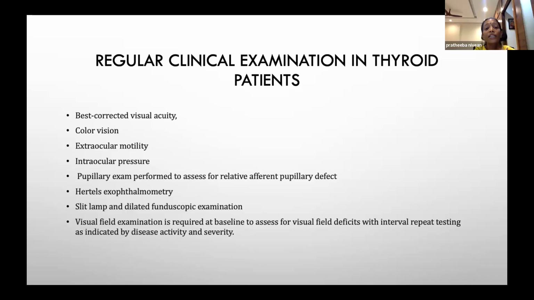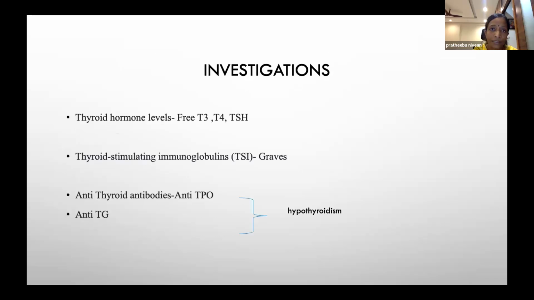Pupillary exam has to be performed at every visit to look for any compressive optic neuropathy, and exophthalmometry has to be documented. Slit lamp and fundus evaluation has to be done, and it is very important to document the visual field evaluation as a baseline, and it has to be repeated if needed.